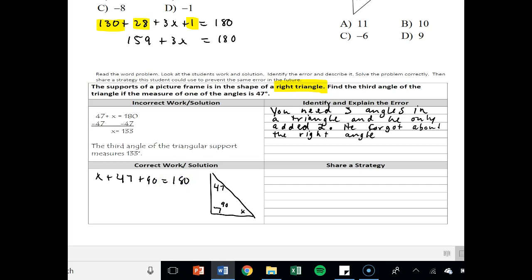You're going to solve it, circle your answer, and then share a strategy such as drawing a picture, writing an equation, etc. Got questions? Please give me a call. Make sure you're showing all work like I did.